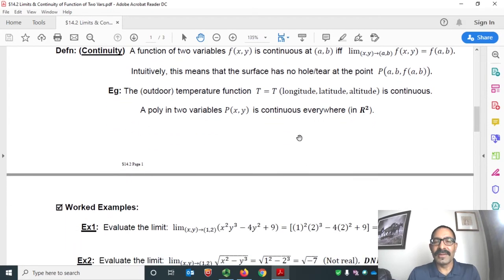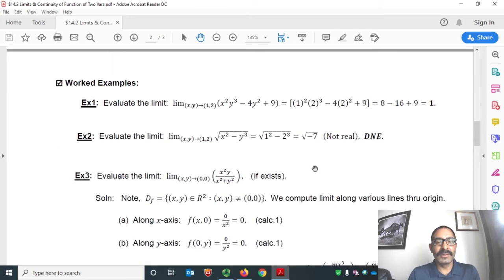So now with these definitions, let's do some examples. Example 1: evaluate the limit of x squared y cubed minus 4y squared plus 9 as (x,y) tends to (1,2). So here x approaches 1, y approaches 2. Since this is a polynomial, it's continuous, so we can plug in the values directly. Putting x equals 1, y equals 2 and simplifying gives us 1. So the limit of this function is 1 as (x,y) approaches (1,2). I hope this makes sense to you all.